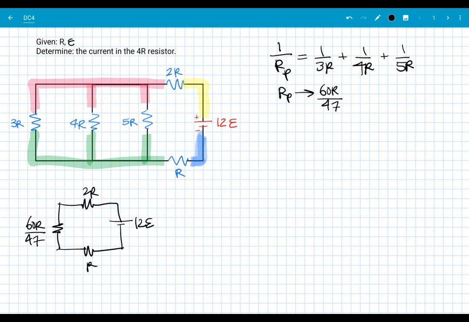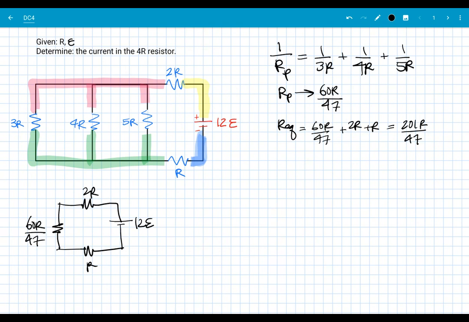So now this is just 3 resistors in series. So I can pretty easily find my R equivalent for the entire circuit. That's going to be just the 60R over 47 plus 2R plus R. And that will give me 201R over 47. Okay, so now I have the equivalent resistance.